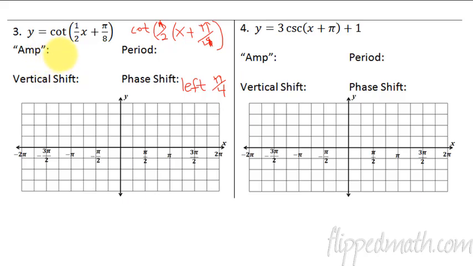All right, what's the amplitude? Amplitude is just a 1. The period is 2 pi. No, not 2 pi. It's cotangent. Be careful. It's just pi over a half. Well, pi over a half is the same thing as 2 pi. Dividing by half is the same as multiplying by 2. And then the vertical shift, there is none. We're not going up or down on this.